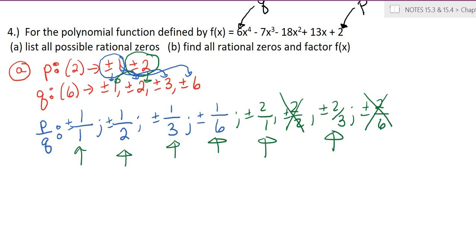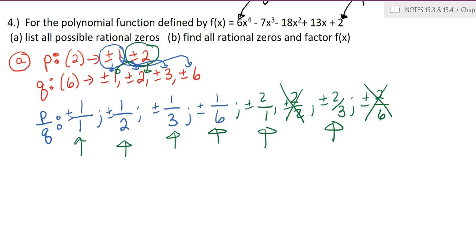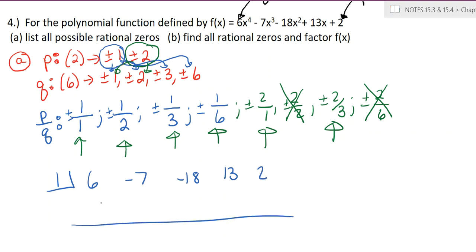So you just have to start going down the line. I'm going to start by testing 1 using synthetic division. Luckily it's synthetic division and not long division, so it does help speed up the process. And you just have to test all the numbers. Sometimes you will get lucky and it will work out, and others you won't.